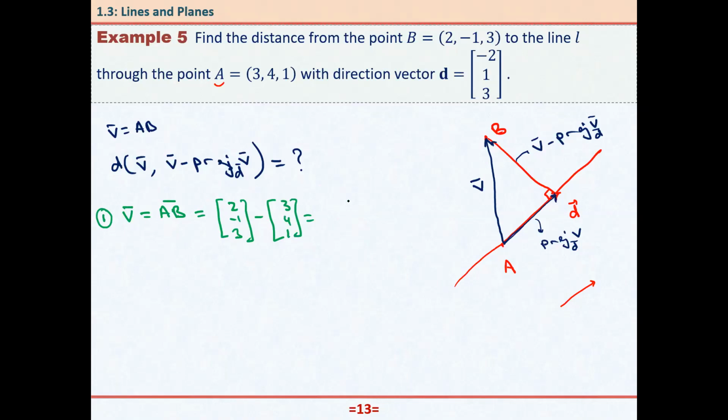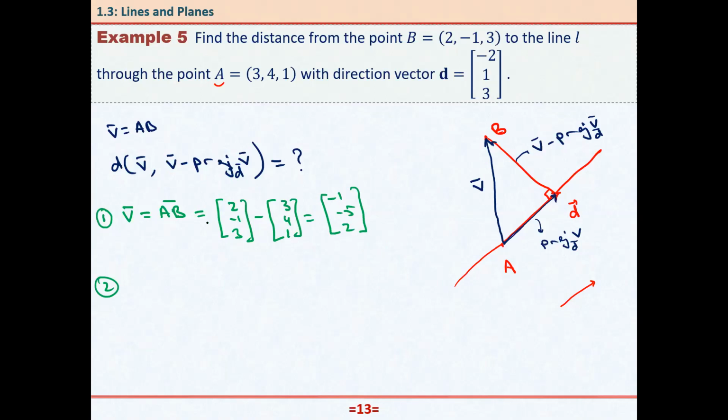Which is equal to, just subtracting these two vectors: 2 minus 3 is -1, -1 minus 4 is -5, 3 minus 1 is 2. That is vector V. So now I know vector V. How about the projection of V onto D?